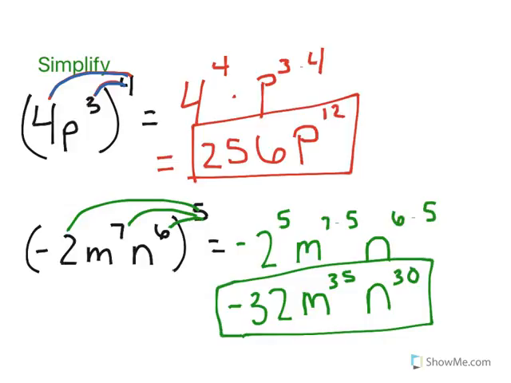So again, when you're working with a power of a product, meaning when two numbers are multiplied together and then you're raising them to a power, you have to take this power and distribute it to every term of the expression that you're given. And that brings me to the end of this lesson.